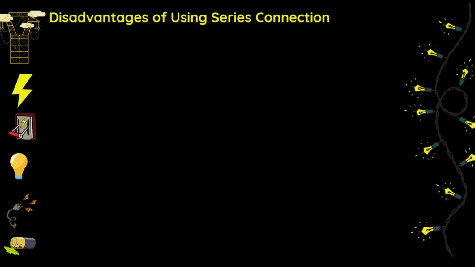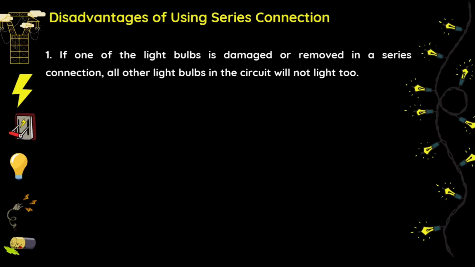For the disadvantages of using series connection, number 1, if one of the light bulbs is damaged or removed in a series connection, all other light bulbs in the circuit will not light too. So that is one of the most difficult things in using a series connection, because if one bulb gets busted, the rest will not function, and it is difficult to identify which bulb is busted or is not functioning.